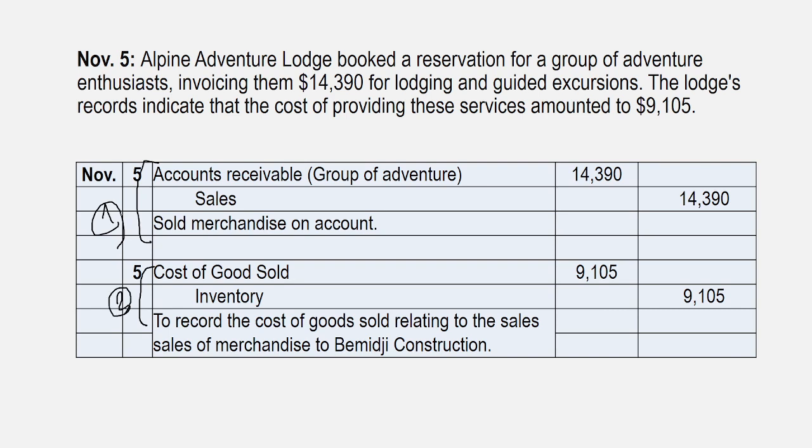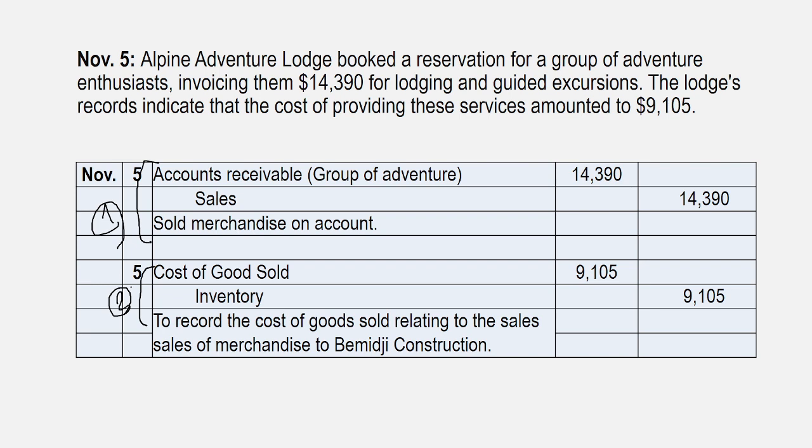So the first one is related with revenue, and the second one is related with the cost of services. But what account should we use for the first level of recording? There are two accounts that should be used. First one is accounts receivable and second one is sales.